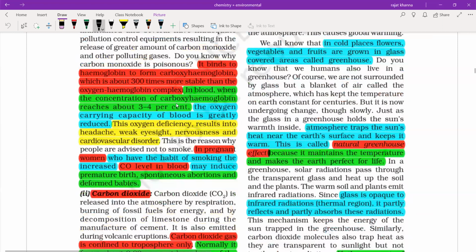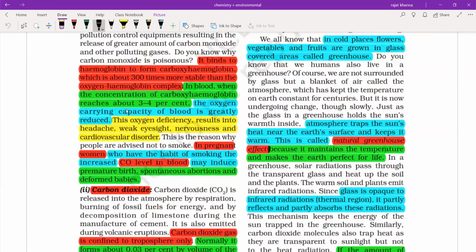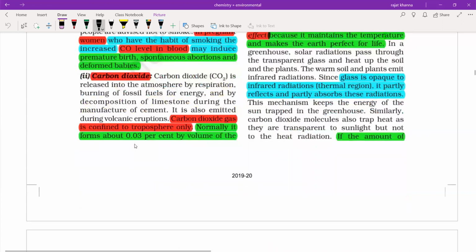In blood, when the concentration of carboxyhemoglobin reaches 3 to 4%, the oxygen carrying capacity of blood is greatly reduced, and this oxygen deficiency results in headache, weak eyesight, nervousness, and cardiovascular disorder. In pregnant women who have a habit of smoking, the increased carbon monoxide level in blood may induce premature birth, spontaneous abortion, and deformed babies.